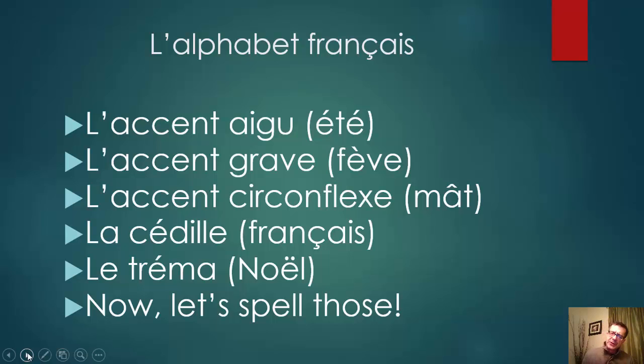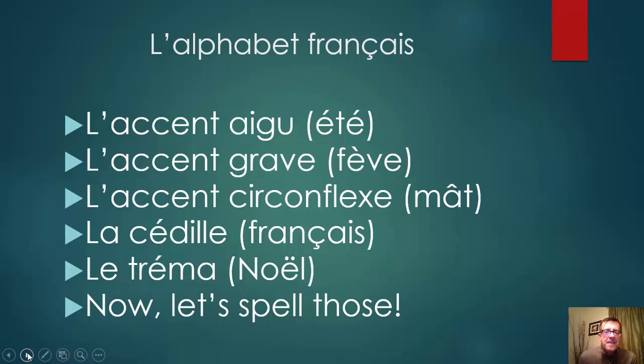So let's spell those words. So how do you spell a word? Well, you have to call out the letters, right? And you say the name of the accent right after the letter. So look at that first word, et. How would you spell that word? E, accent aigu, t. That's et. Next one is fève, and that would be f, e, accent grave, v, e.